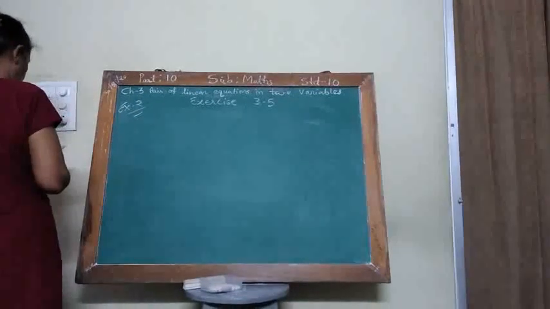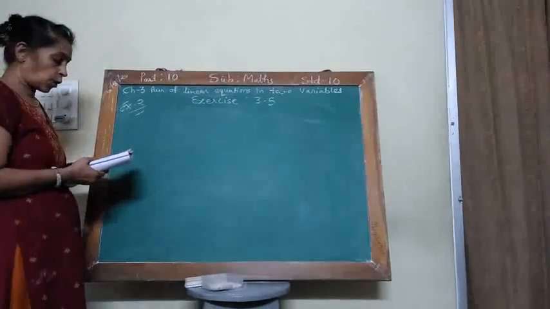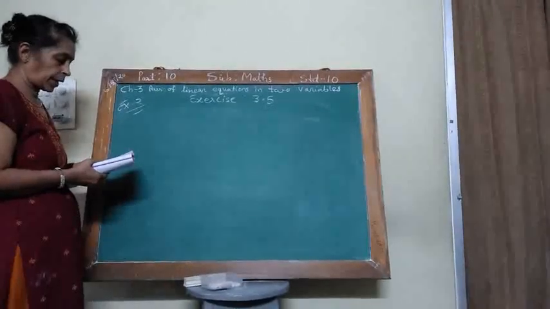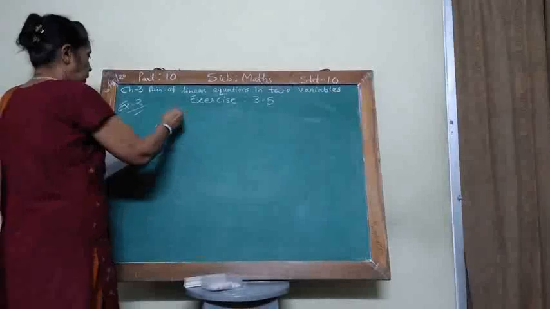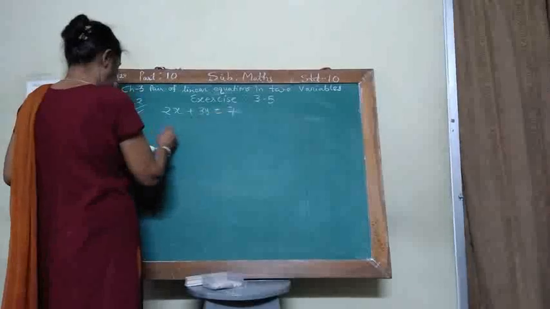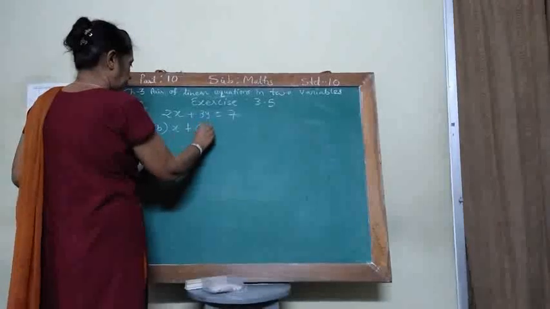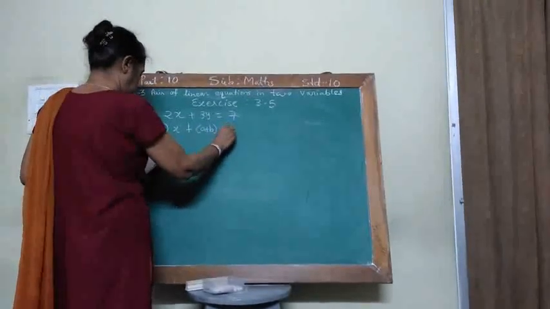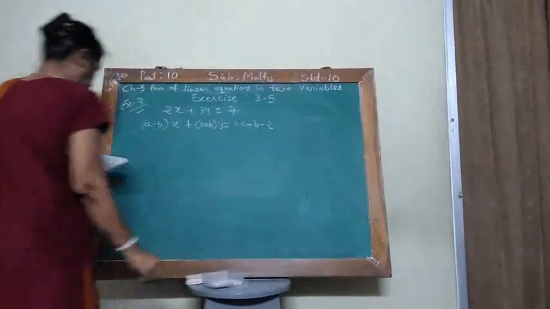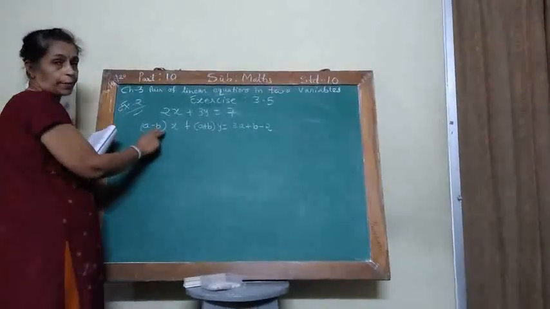In example 2, there are 2 sub-examples. First is, for which values of A and B does the following pair of linear equations have an infinite number of solutions. The equations are given like this: A minus B times X plus A plus B times Y is equal to 3A plus B minus 2. These 2 equations are given and the question is to find the value of A and B.